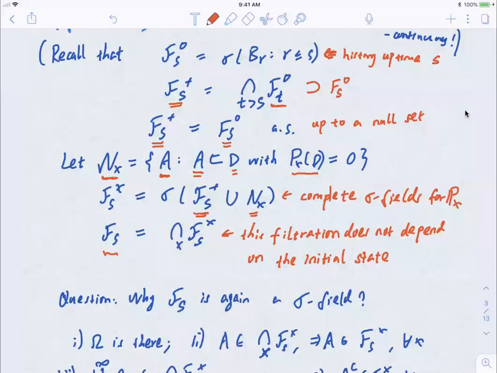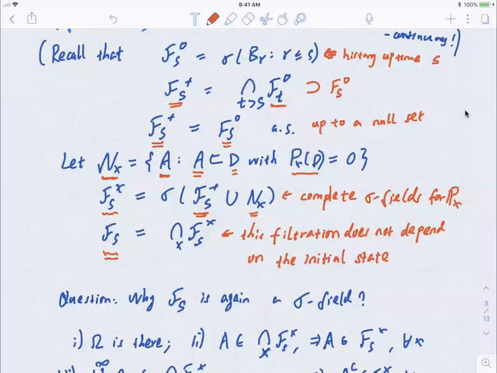These two generate a new sigma field. This sigma field is complete, right? We call this FSx. Then we don't want the sigma field to depend on the initial state x, so we take the intersection over all initial states x. So in the end, we get, sorry, we get Fs.